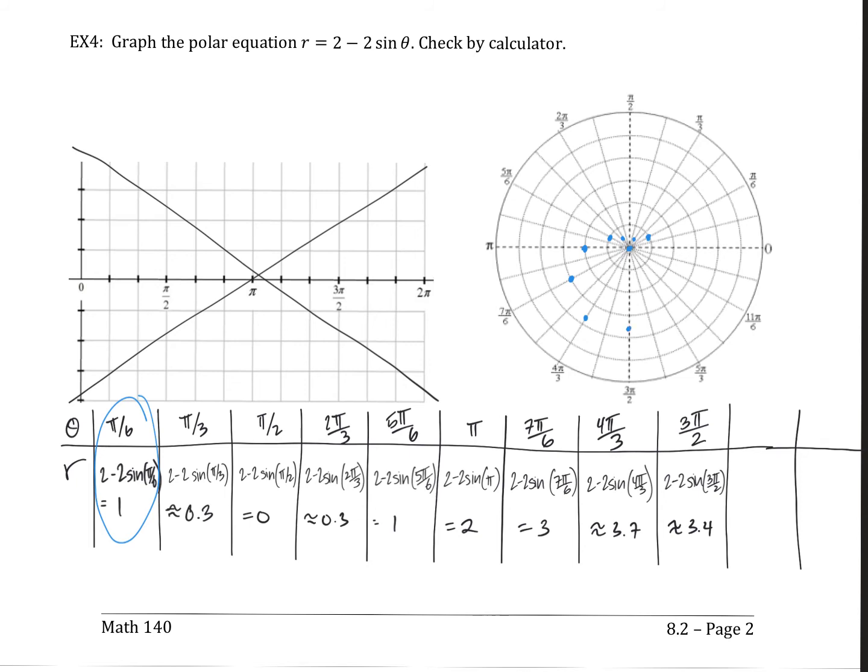And then, as we go on, we're going to notice the pattern will go back exactly the other direction. And we'll end up with a sort of little heart-shaped value.